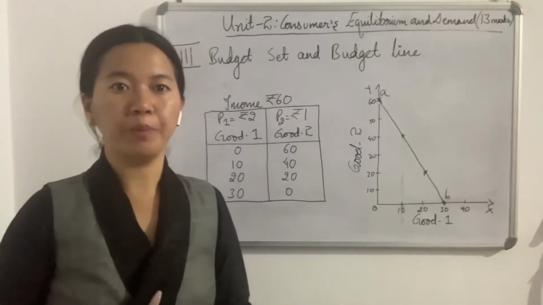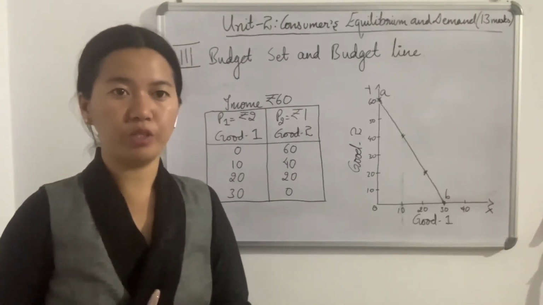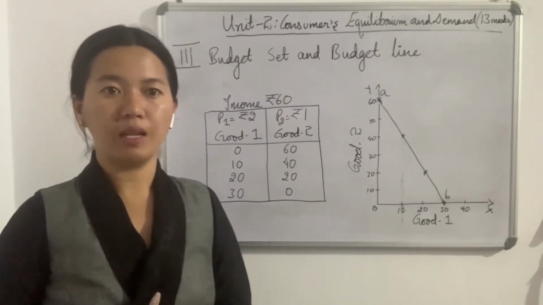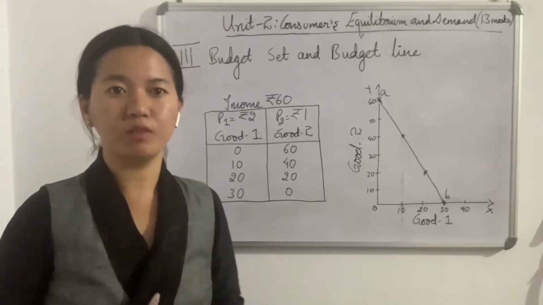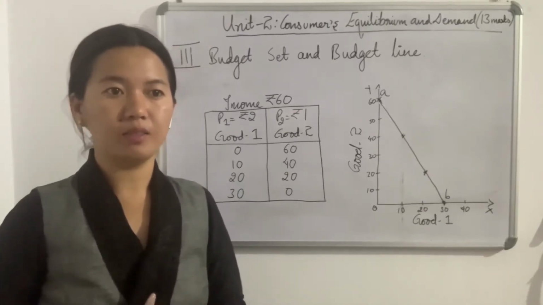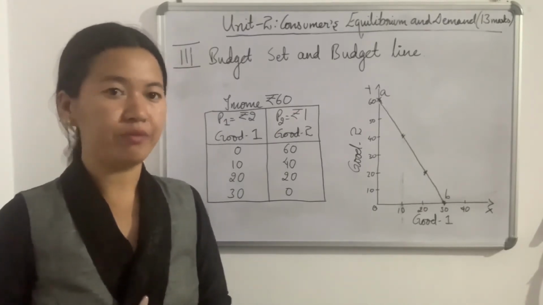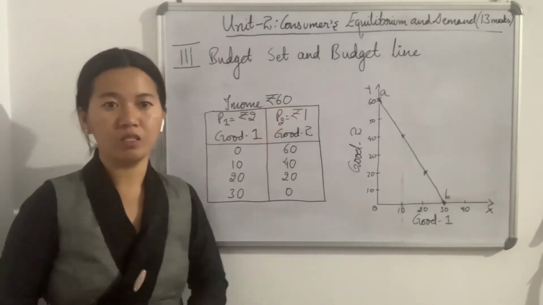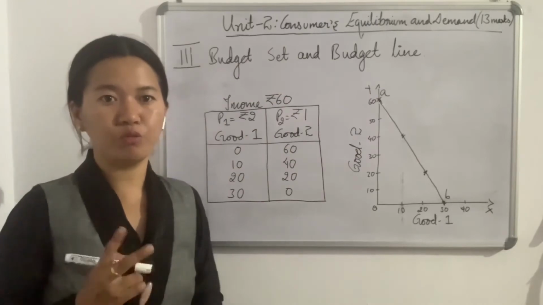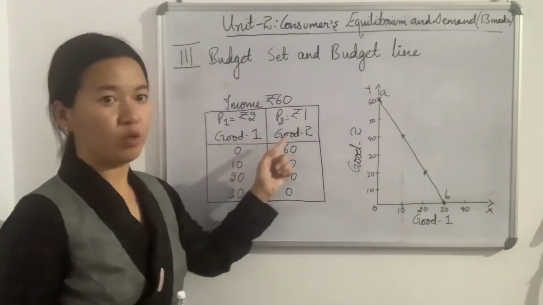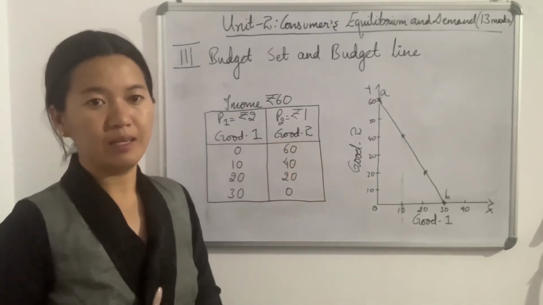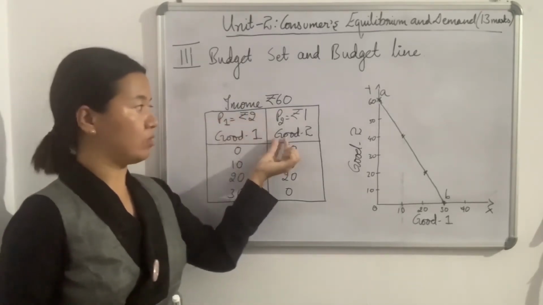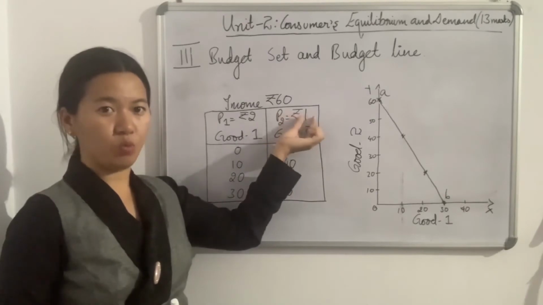And the third main concept which we are going to learn in Unit 2 is budget set and budget line. So let us understand this concept through an example. Suppose you have 60 rupees in your pocket, that is your income is 60 rupees, and you are going to spend it on the consumption of two goods, that is good 1 and good 2. And let's say the price of good 1 is 2 rupees and the price of good 2 is 1 rupee.